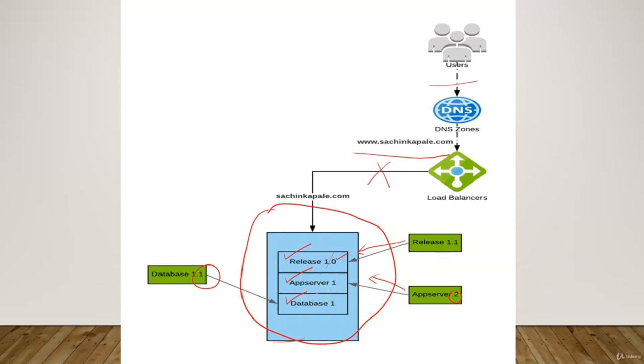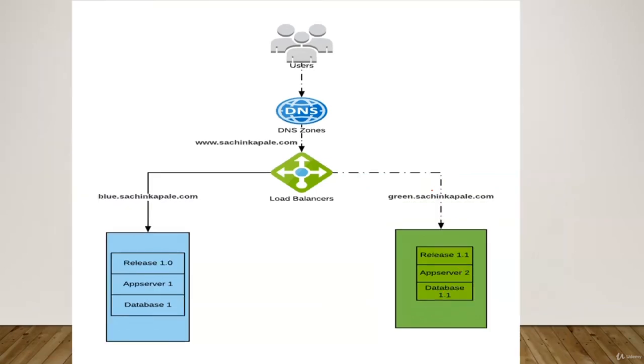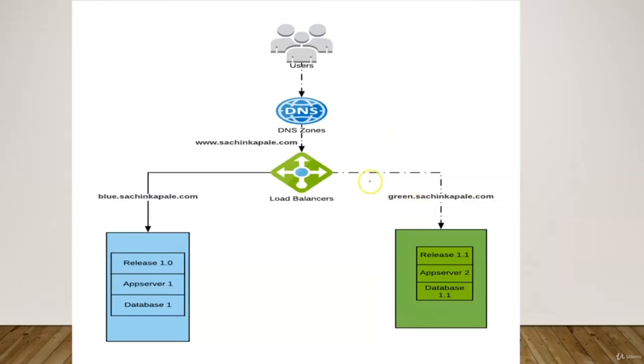But what exactly is different in the blue-green deployment? In the blue-green deployment, whatever upgrades you wanted to make, you stand up a parallel environment with whatever set of updates you need, like release 1.1, app server 2, database 1.1. And once the environment is stood up, you test it out. You can test it out standalone on a different URL, which is internal, which is not published to the end users. And once that verification is done, you configure it as a pool for your load balancer, and you start sending the traffic to this newly created stack.